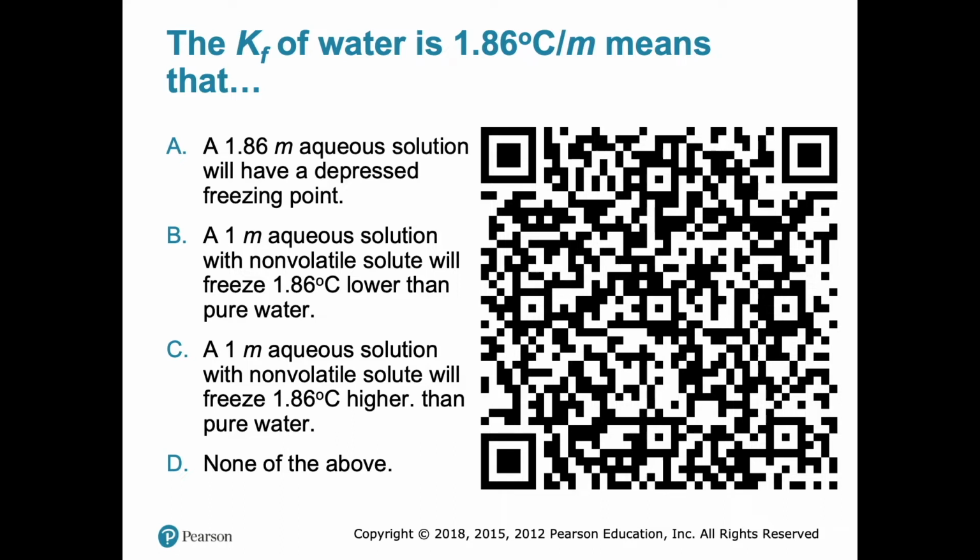Let's see what everybody thinks about this question here. One thing to think about is that when you're doing a freezing point depression, you're supposed to be making the freezing point lower, right? And if you're doing a boiling point elevation, you're supposed to be making the boiling point higher. So really, there's only one answer there that makes sense. Okay.